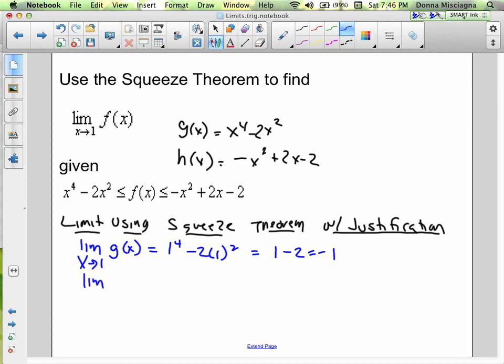Let's find the limit of h of x as x approaches 1. So that's going to be negative 1 squared plus 2 times 1 minus 2. So that's going to be a negative 1 plus 2 minus 2, which is a negative 1. Well, now we can see that the limit of g of x and the limit of h of x is equal to one another. Right. So now let's justify our use of the sandwich theorem.